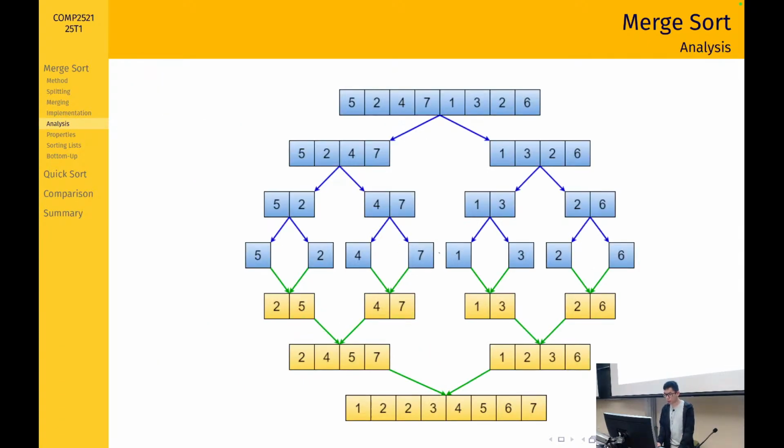Okay, and here is the diagram that I showed you before again. But here we're going to use it to analyze merge sort. So what's the time complexity of merge sort? Well, there are two things we have to consider: the splitting and the merging. So we're going to total up the cost of splitting, how many times do I have to split, and then we're going to total up the cost of merging, and then figure out the cost.